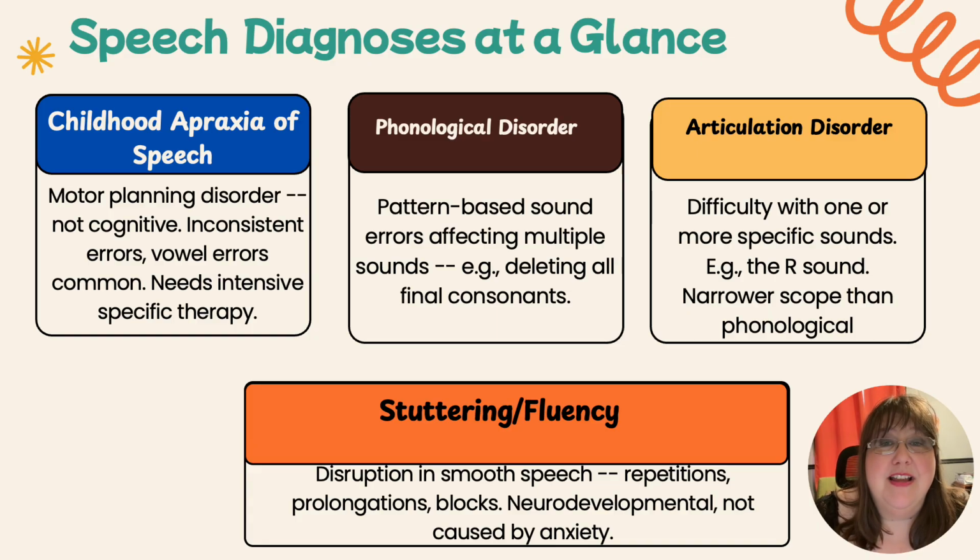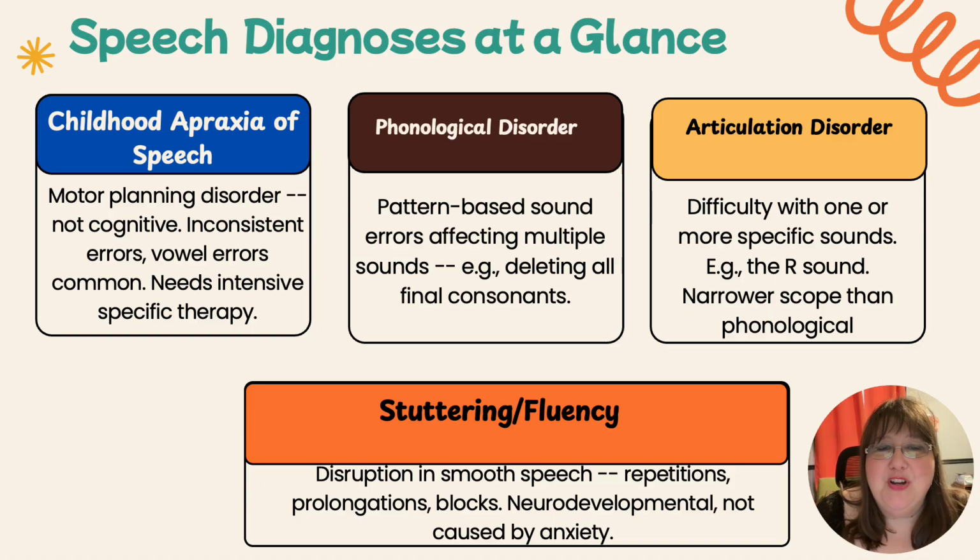What that looks like is highly inconsistent errors, meaning the child may produce a word correctly once and incorrectly the next time. Or they may produce the word incorrectly, but in different ways. I'm going to give you an example of that in just a minute. CAS requires intensive, specific motor learning-based intervention. If your child has CAS, the frequency of therapy matters enormously.